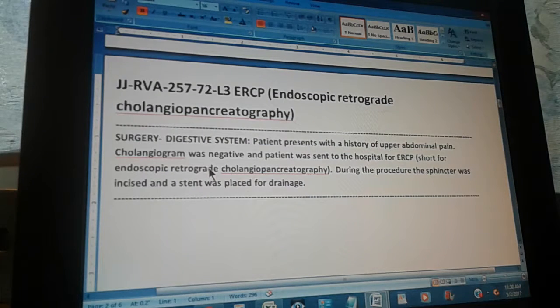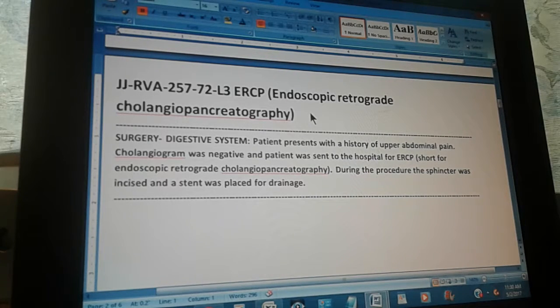1, 2, 3. Okay. This is the code for the problem, JJ-RVA-257-72, and this is a level 3 problem. What does level 3 mean? Level 3 means we are doing these problems from the book, and we have the answers in the book. But a level 3 means that the answer that we have is not the answer in the book. Why? Because the book is a little old, outdated, and so the codes have changed.